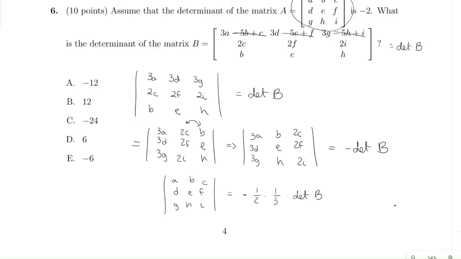Oh, I think I'm missing, oh, never mind. Sorry, we're good. So anyways, this now is equal to determinant of A, right? So this is determinant A, which is -2. So then we can solve for the determinant of B, and we get determinant of B equals -2 times -2 times 3, which is 12. So that is B.